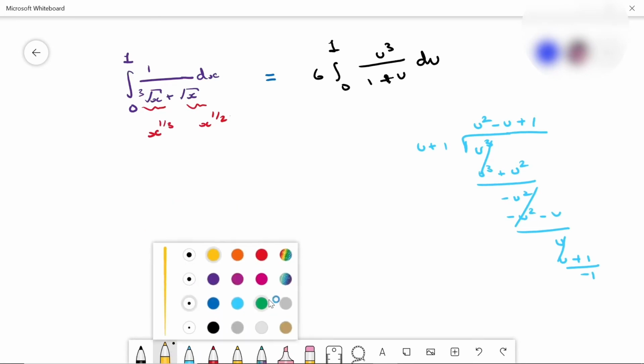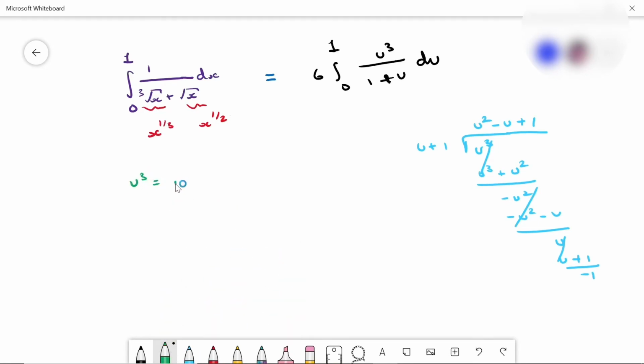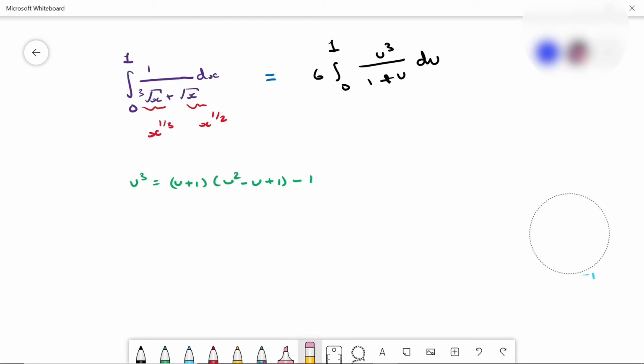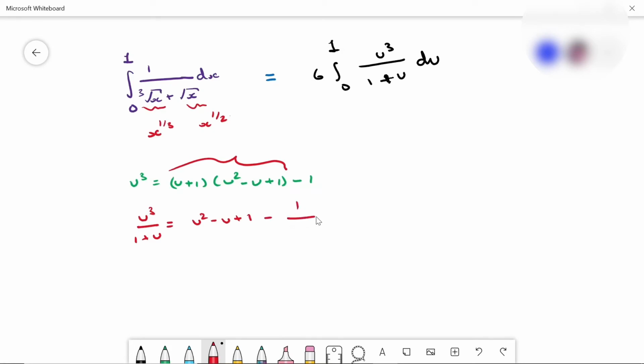Cool. So what we figured out right there was that u cubed equals u plus 1 multiplied by u squared minus u plus 1, minus 1. Cool. But we're not actually interested in this. We're interested in u cubed divided by 1 plus u. So let's go ahead and divide everything by 1 plus u. If we divide this term here by 1 plus u, the u plus 1's cancel out. So 1 plus u and u plus 1, they both cancel out. We're going to be left with this, and then minus 1 divided by 1 plus u. Cool. So that was an easy transformation that we just did.